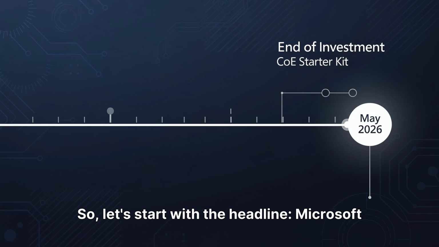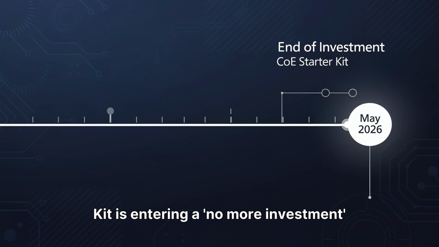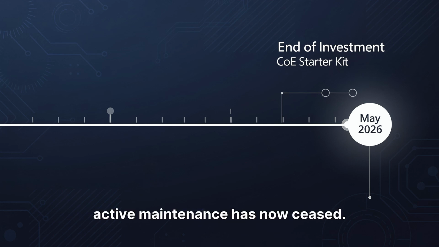Hello everyone. Today, we're diving into some major shifts in Power Platform governance, and specifically, what you, as admins, need to be doing right now. So, let's start with the headline. Microsoft has officially announced that the CoE Starter Kit is entering a no more investment phase. Essentially, active maintenance has now ceased.